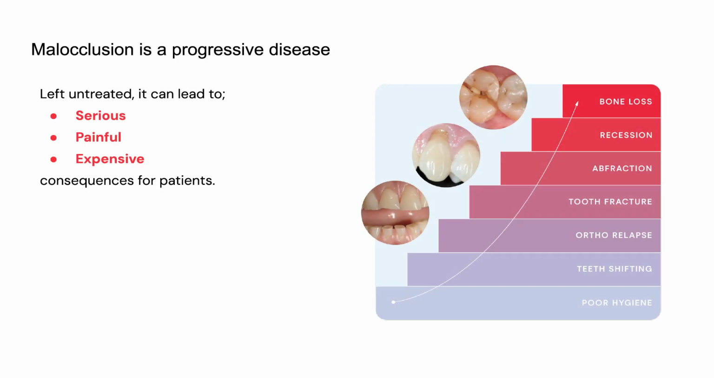So if we look at that progression, we can see it starts out as something as simple as poor hygiene, but then it goes all the way up to not just bone loss, but even jaw pain and breakdown of the joint itself, TMD and TMJ type issues, which obviously become expensive, serious in nature, and probably the thing that gets the patient in is painful, right? They become painful as well. So if we treat it on the bottom left, it's a lot easier than treating it on the top right, just like any disease with the human body.